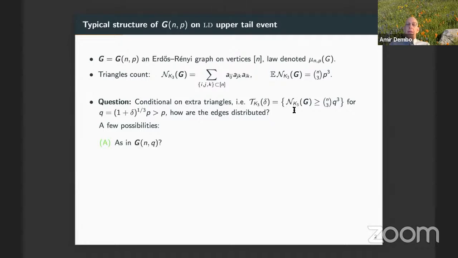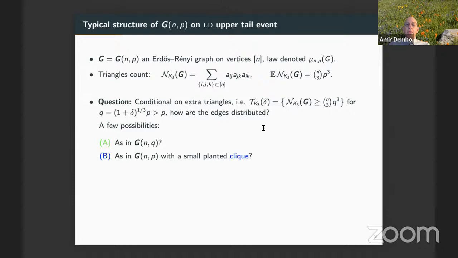So one option is kind of indicated already from the notation and the parameterization. If your graph looks conditionally like an Erdos-Renyi graph with probability q instead of p, then it will typically have exactly this number of triangles. That means that you essentially just increase the edge density everywhere equally and not trying to do anything more sophisticated. That will be indicated by green whenever I have a choice. There are other ways to achieve a large number of triangles.